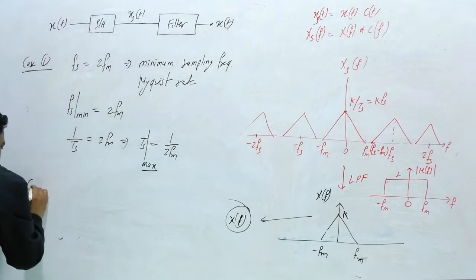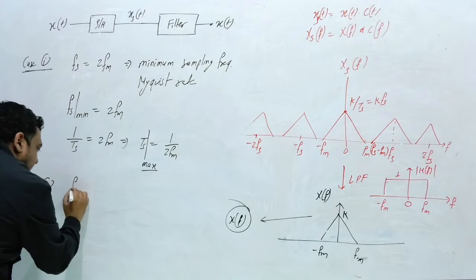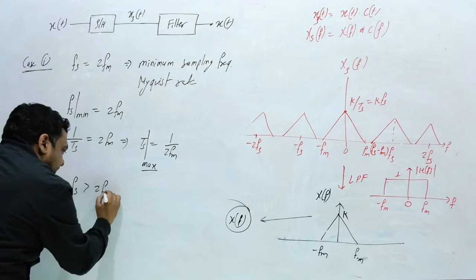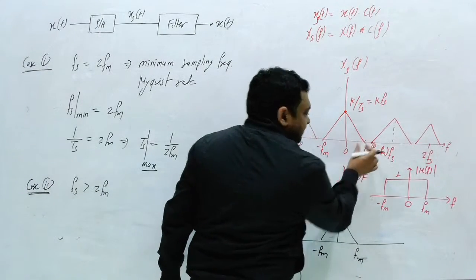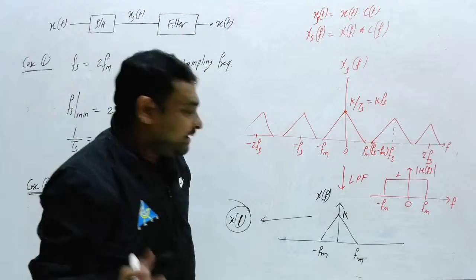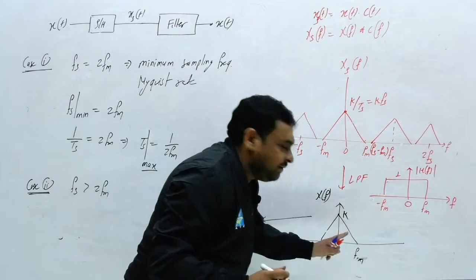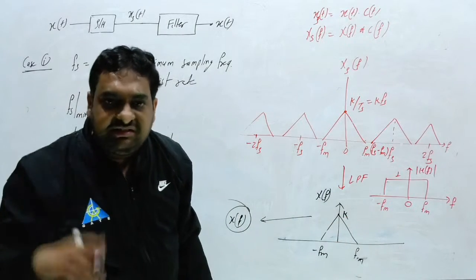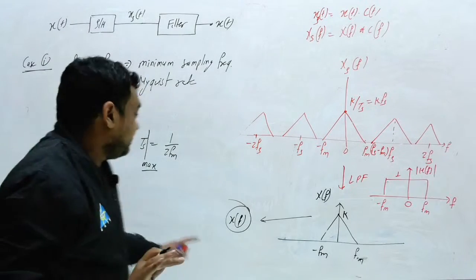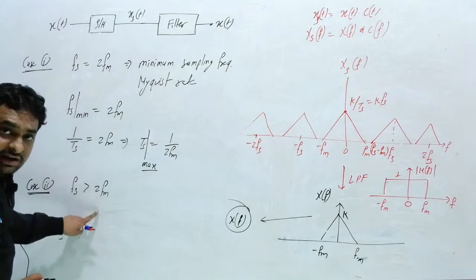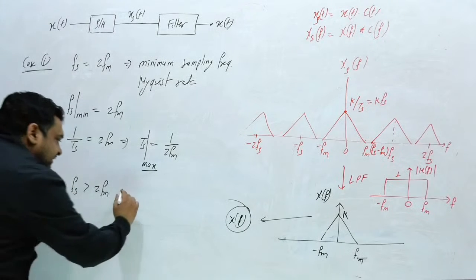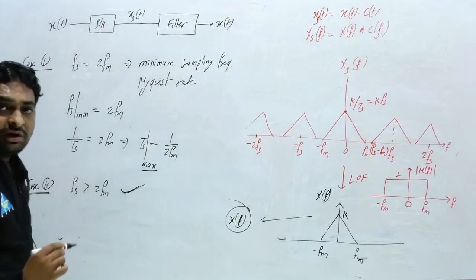Okay, now case 2. What is case 2? If Fs is greater than 2Fm, it means you will get some gap. If you get some gap, then definitely if you pass it through the low pass filter, the signal can easily be recovered. Again here the signal will be recovered, here again the signal will be recovered. So this is okay for us.